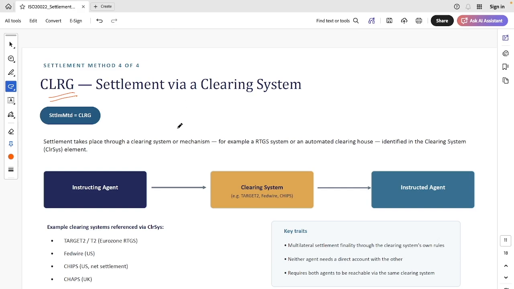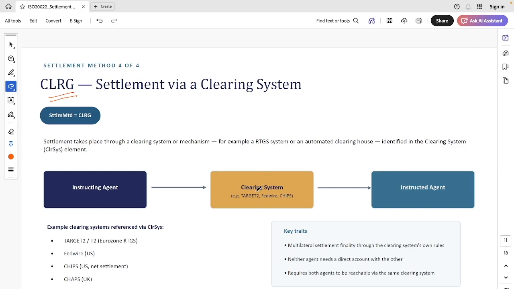In clearing, the two banks do not necessarily need to maintain direct accounts with each other. Instead, both banks must be reachable through the same clearing system. The clearing system becomes the settlement mechanism. For example, if both banks are participants in the RTGS system, the payment can be settled through the RTGS system.